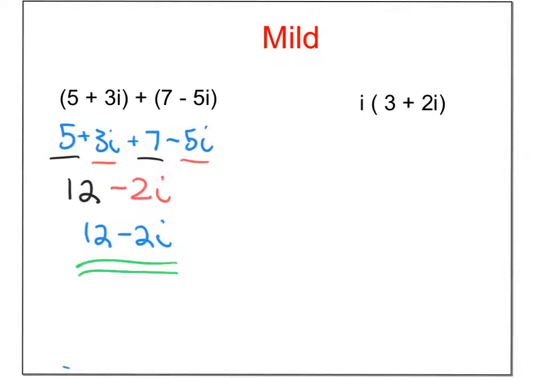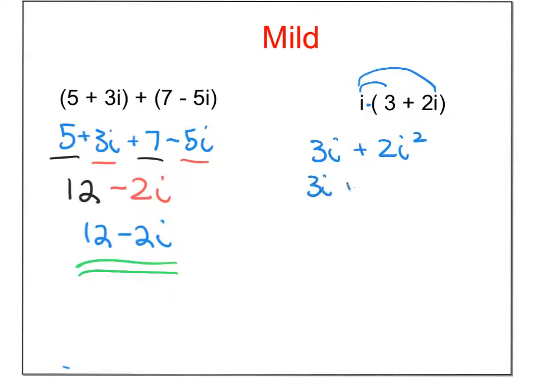Let's try the second one on the right. I have a multiplication problem, i times 3 plus 2i. So it looks like I have an imaginary or lateral number multiplied by a complex number. And you do what you would probably guess: you would distribute that i. So I would end up with 3i plus 2i squared. i times 3 is 3i. i times 2i is a plus 2i squared.